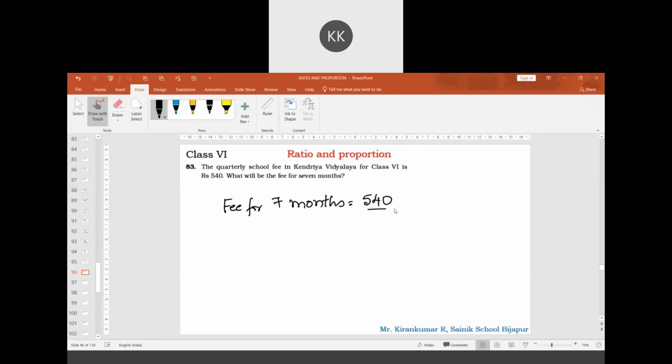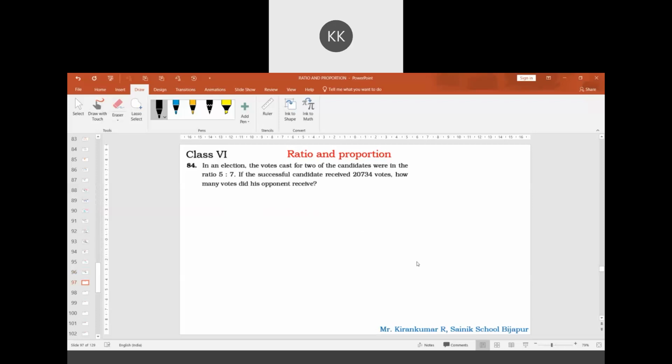What is the meaning of quarterly? Quarterly means 3 months. So it is done like this: 540 divided by 3 is 180. So 180 into 7, if you do that, we get 1,260.